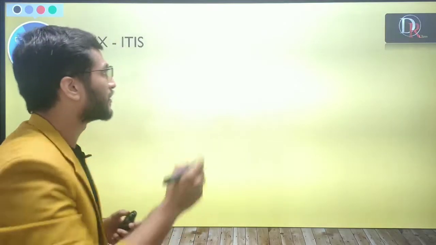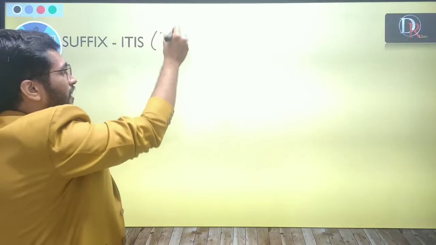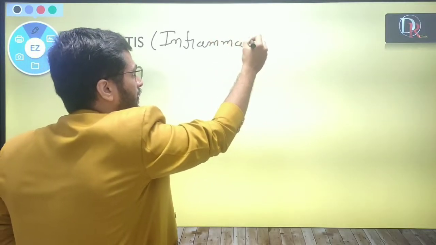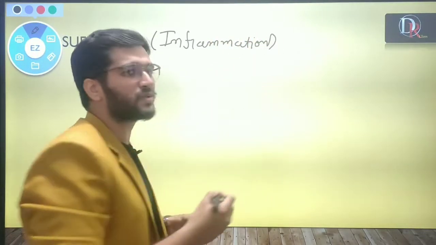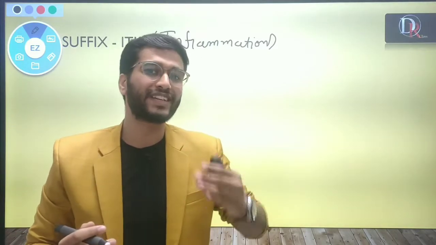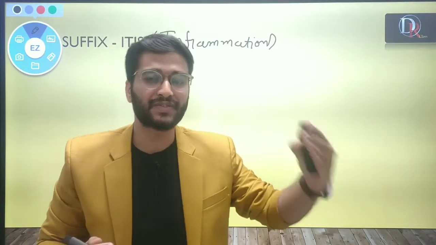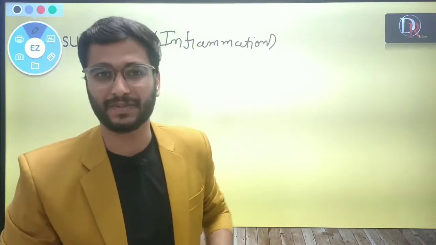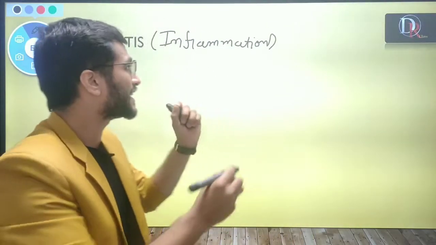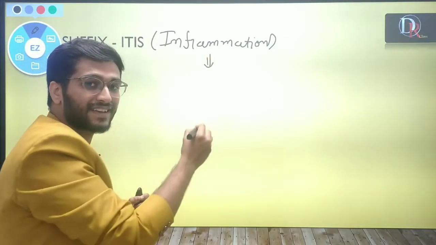So here we will start with some suffixes first. The first one is itis. Basically, itis is the suffix which represents inflammation. Now first of all, we have to understand what inflammation is. Inflammation is the living response toward a physical, chemical or biological substance. Right. So now let's understand one by one what inflammation is.